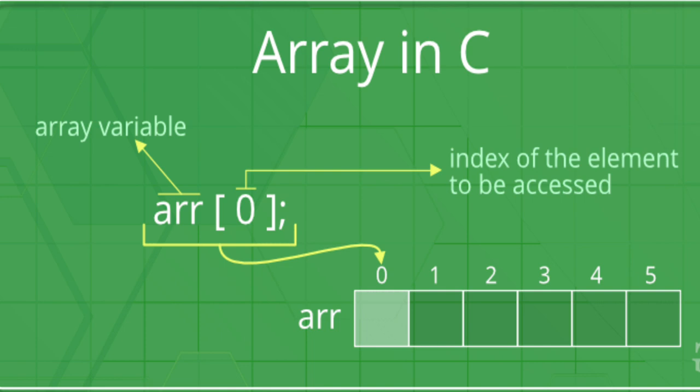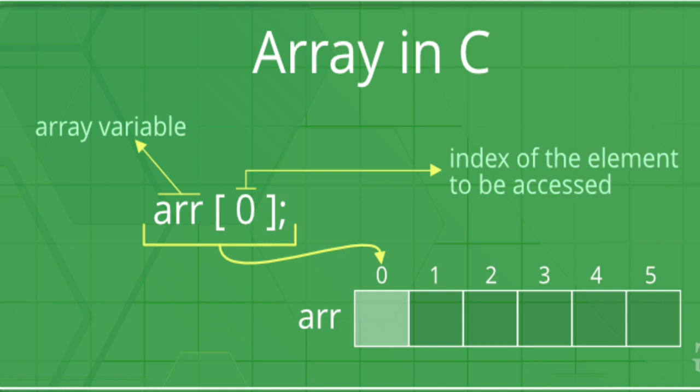Arrays and array declaration. So basically, what are arrays? An array is nothing but a group of the same data type. If I have a bunch of similar things, but the values are different, they are known as arrays.